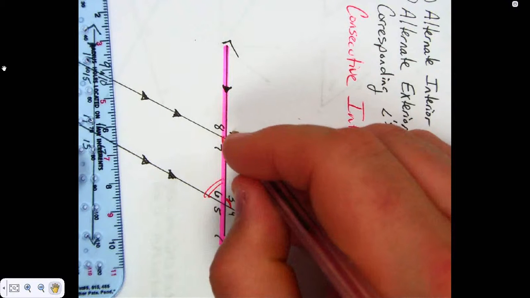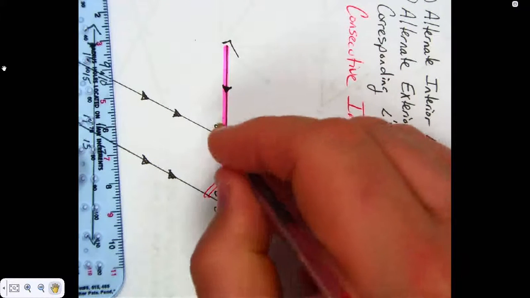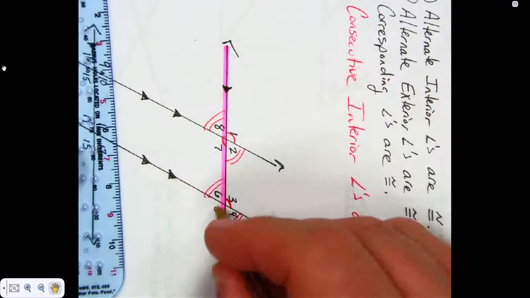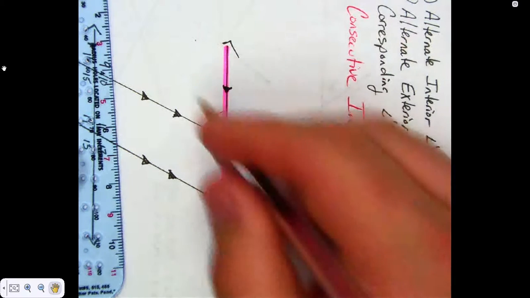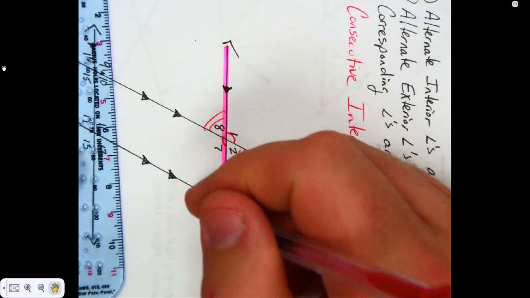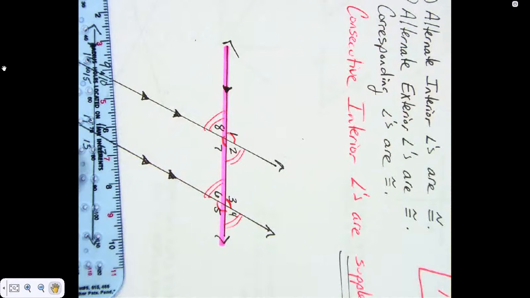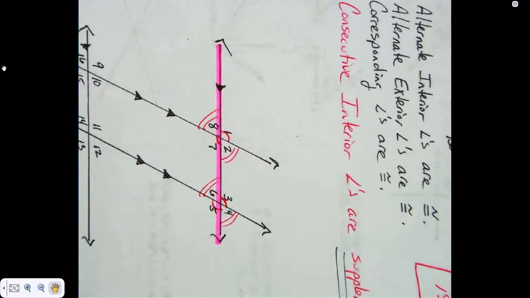What is 7 congruent to? 1. What is 2 congruent to? 8. Now you got them all set, right? That's what those two being parallel tells you, right? Yep. That's all that tells you, though.